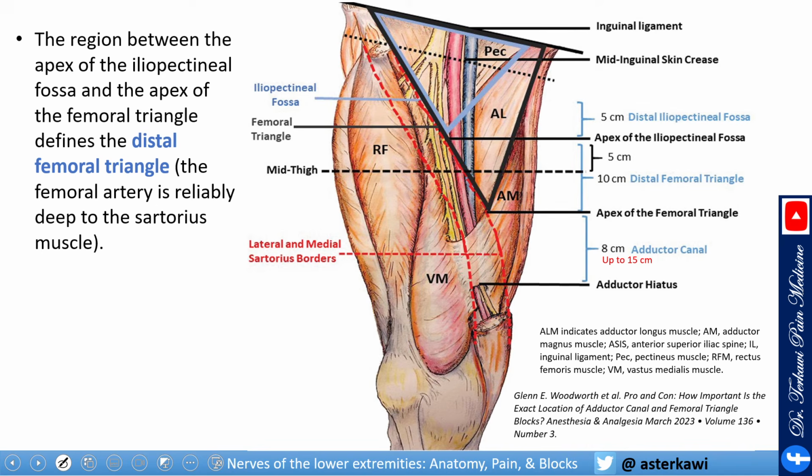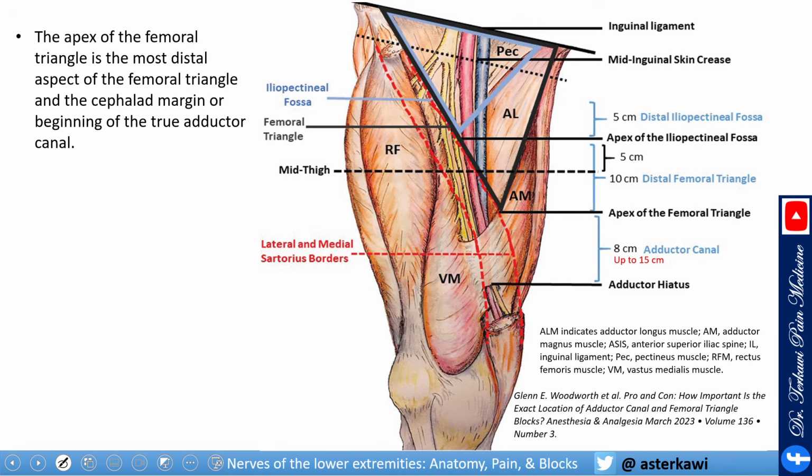So the region between the apex of the iliopectineal fossa, right there, and the apex of the femoral triangle, this region we call the distal femoral triangle. Distal femoral triangle, which is about 10 centimeters.